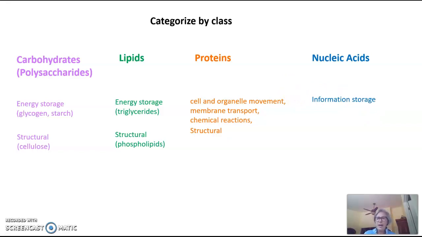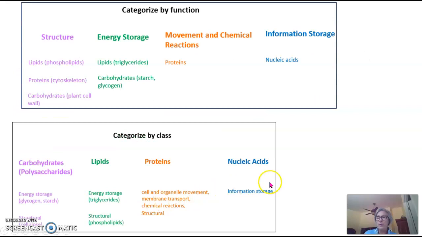So the only clear pattern here is our nucleic acids, who only have one role. But each of our other classes of macromolecules have multiple roles. And this makes it very difficult for students to wrap their mind around, because there just doesn't seem to be as clear a pattern as many of our students would like.